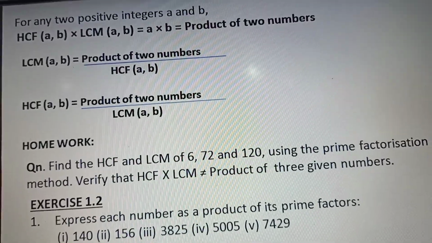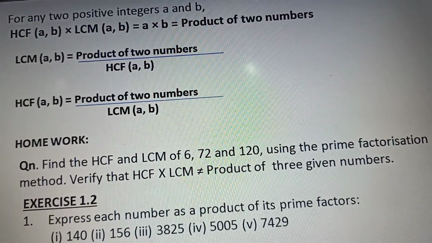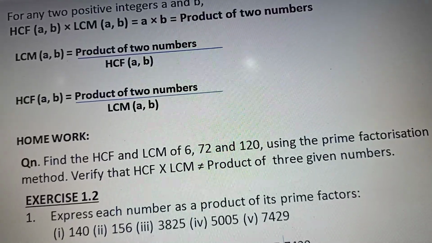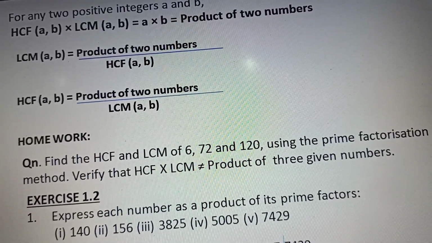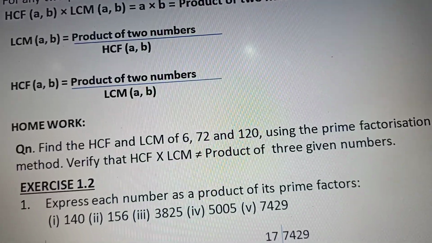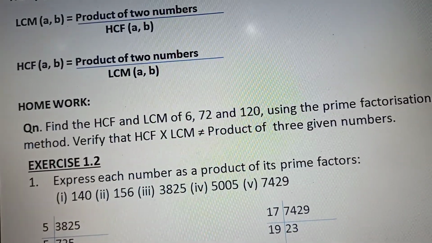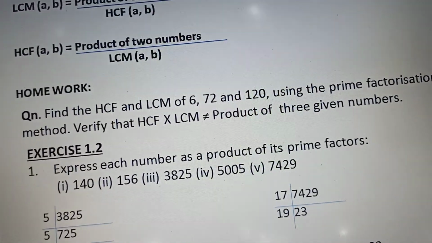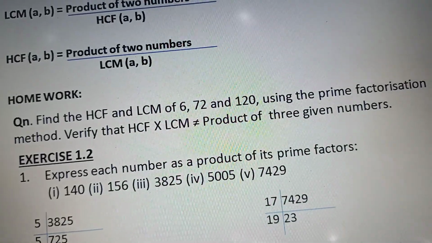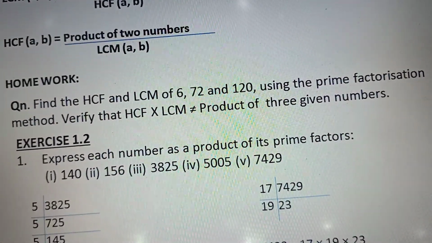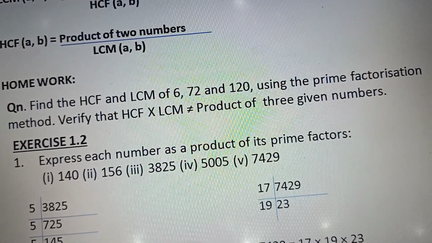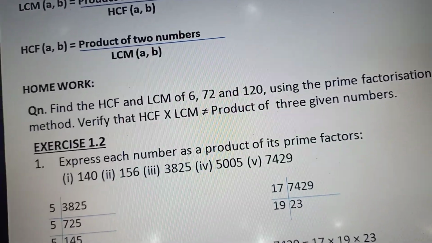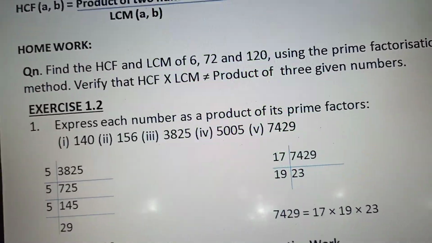But if there are three numbers, then this property, that is HCF into LCM, is not equal to the product of the three given numbers. For verifying this, I have given homework: find the HCF and LCM of 6, 72 and 120 using the prime factorization method, and verify that HCF into LCM is not equal to the product of the three given numbers.